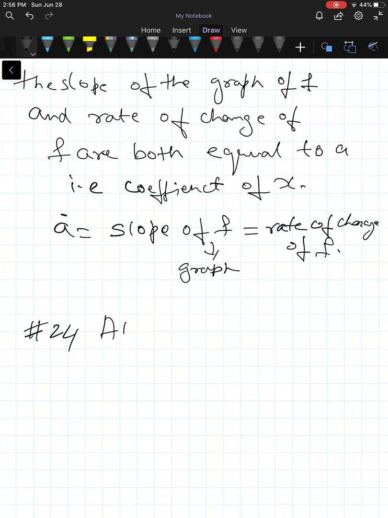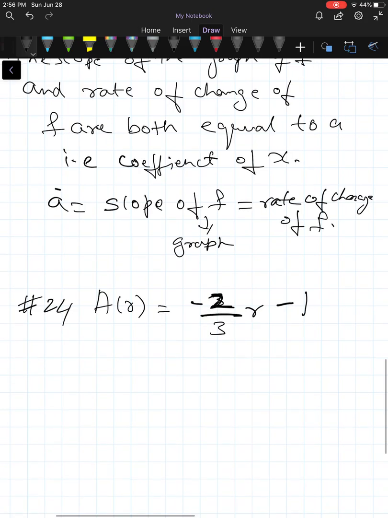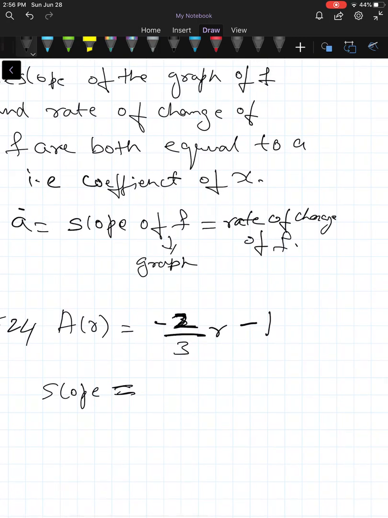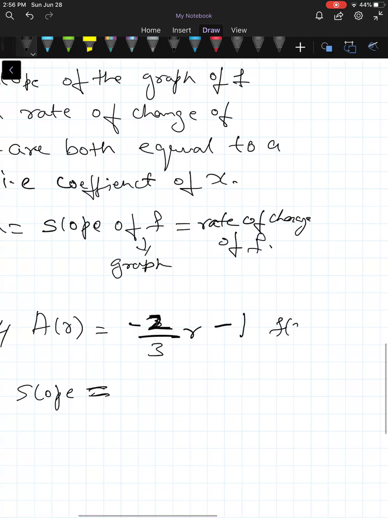So you are given A of r is equal to negative 2 over 3 r minus 1. Alright, this is the given function. You are asked to find out slope and rate of change. So when you compare it with the standard equation of the linear function, you can see this matches the standard equation, that is f of x is equal to ax plus b.